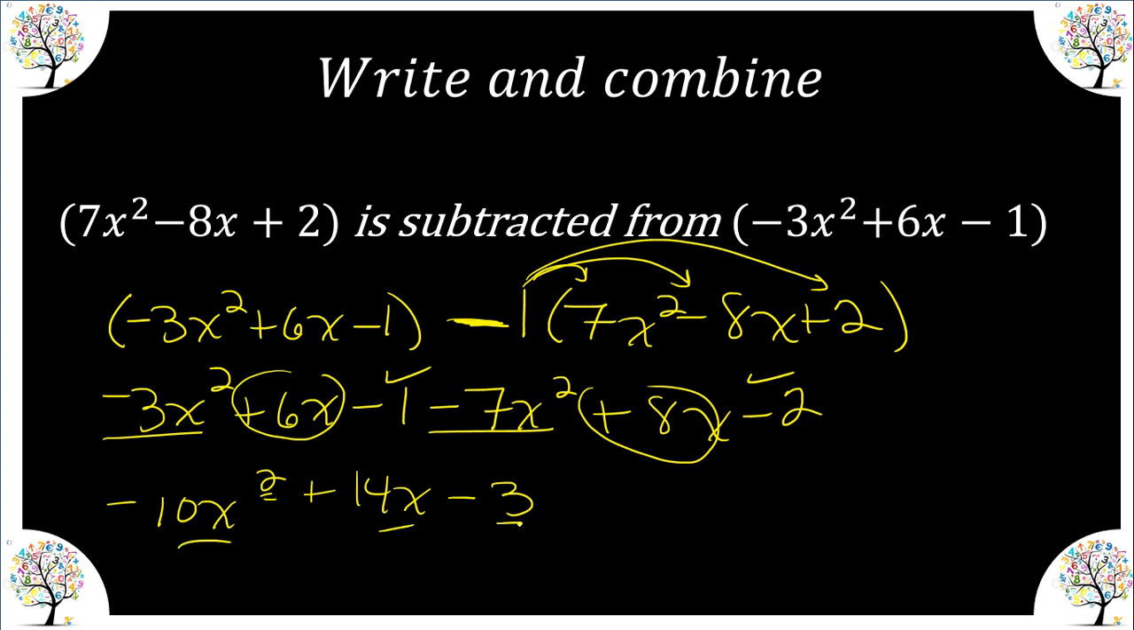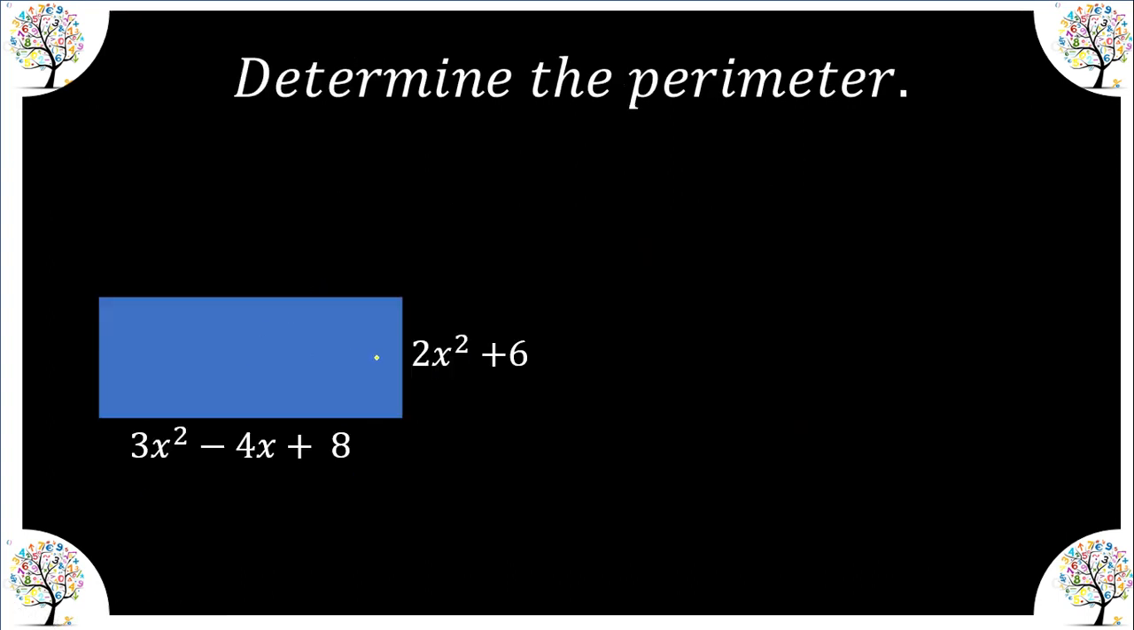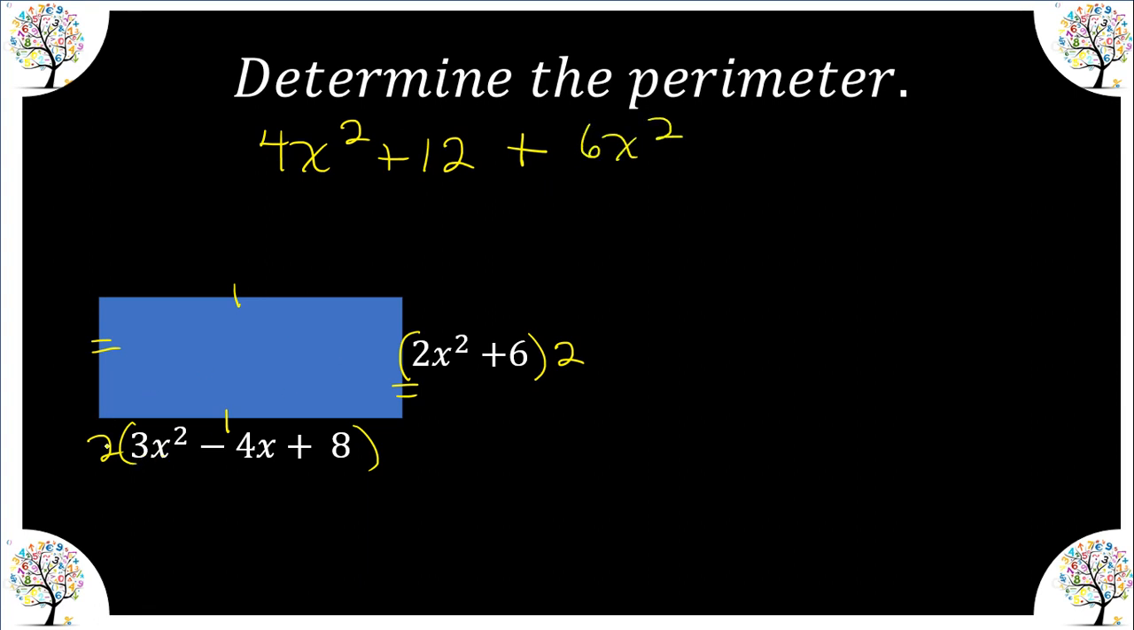Now let's determine the perimeter of this rectangle. Perimeter is adding all sides. So I'm going to have 2 of these widths, and I'm going to have 2 of these lengths here and here. So I'm going to just go ahead and double this binomial by distributing the 2. That gives me 4x squared plus 12, plus these 2 lengths. So I have 2 3x squared, so that's 6x squared. I have 2 minus 4x's, that's minus 8x, and I have 2 positive 8's, that's plus 16.